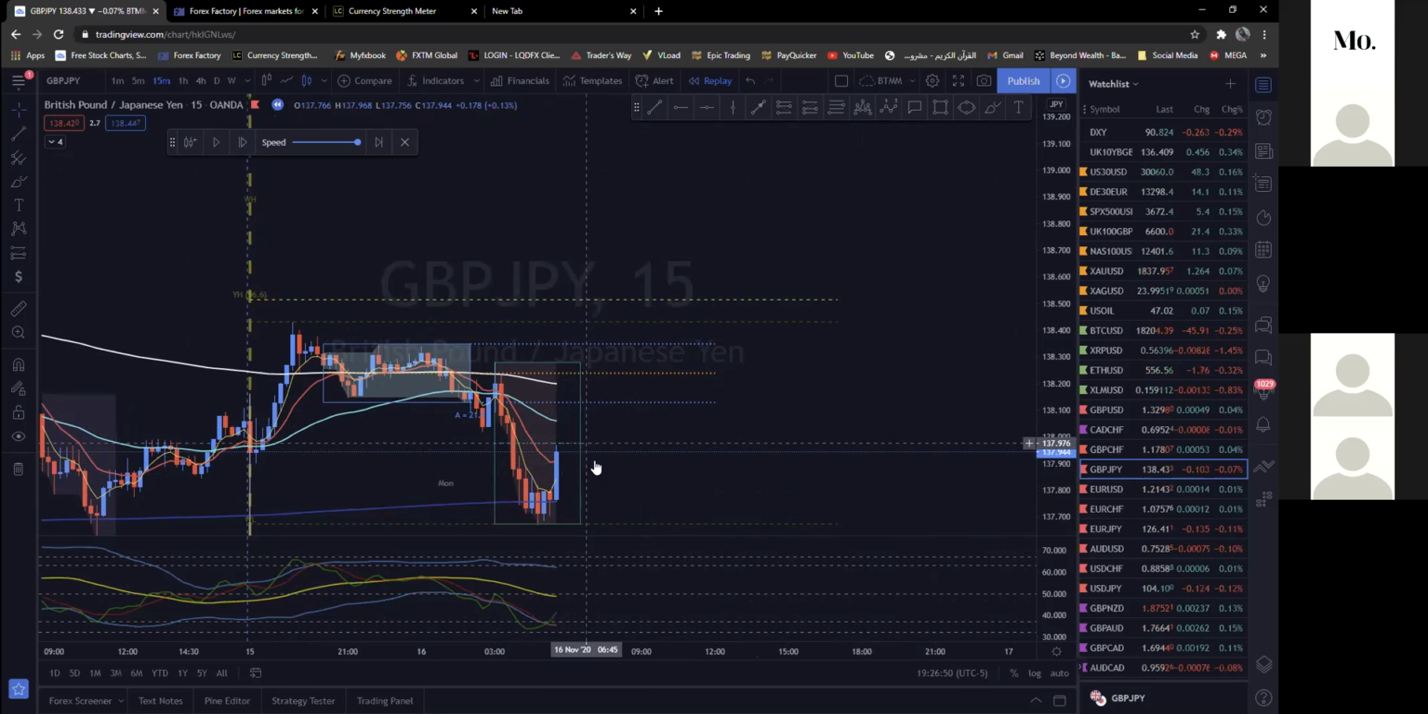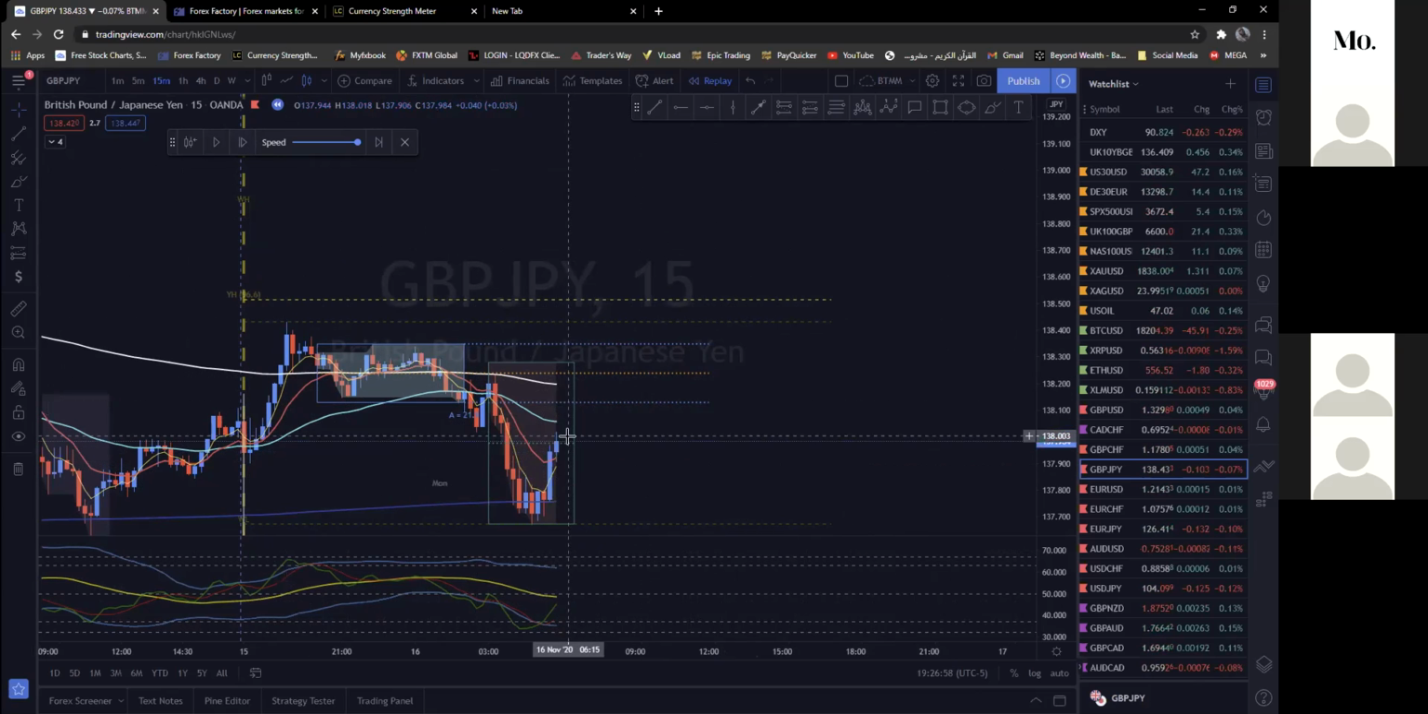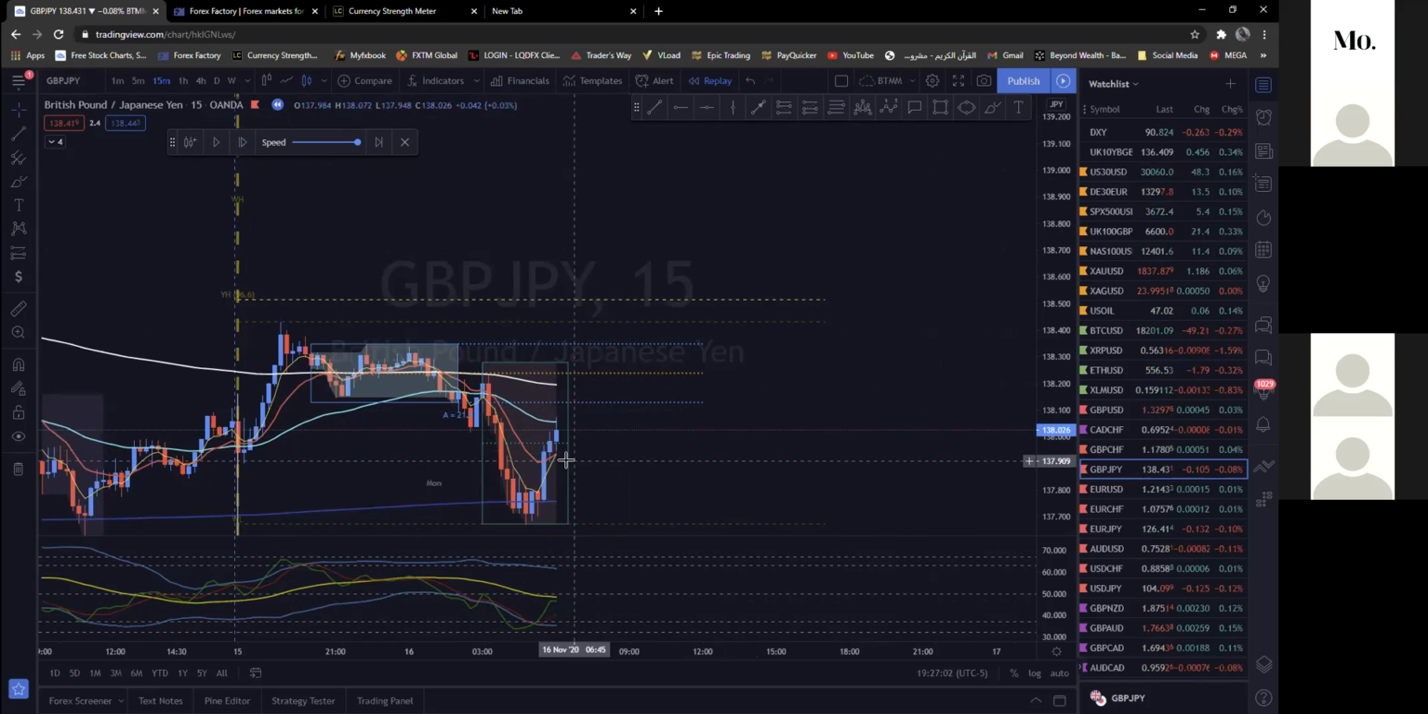So right there, me knowing me, I would have jumped on it right away, like right here. But technically, you should be waiting till you get that cross, which is gonna happen like right here. So right here would be a nice place to get in, right? Because you got the 5 and the 13 crossing. That's telling you that there's a reversal.